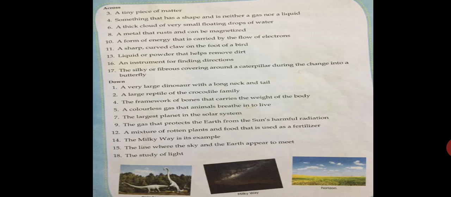Number 4, horizontal. Something that has a shape and is neither a gas nor a liquid. That means that thing is a solid. What is this? This thing is actually a solid object.